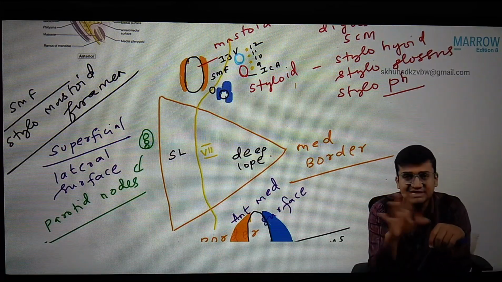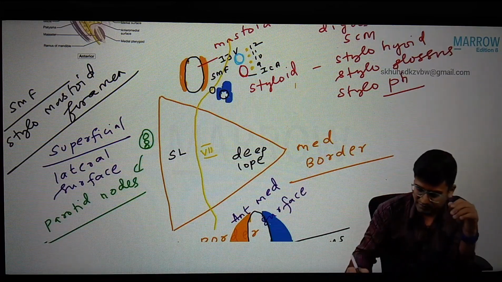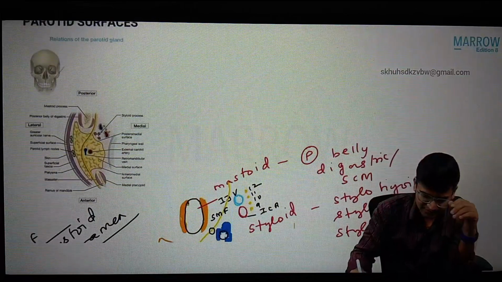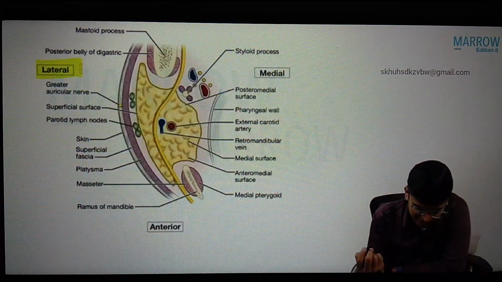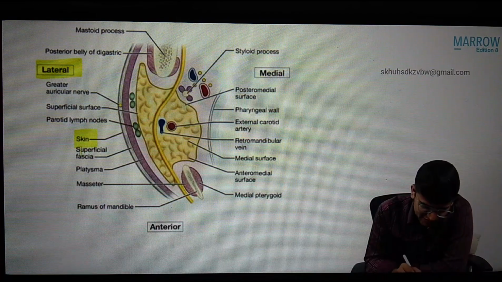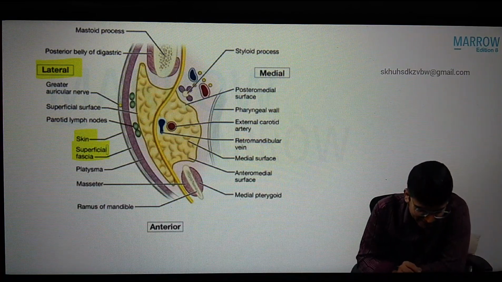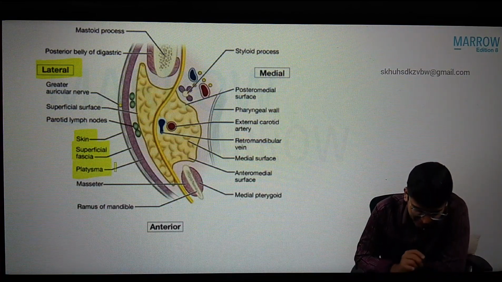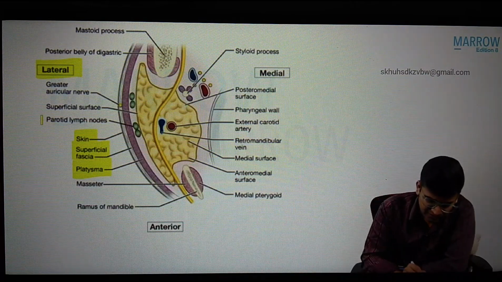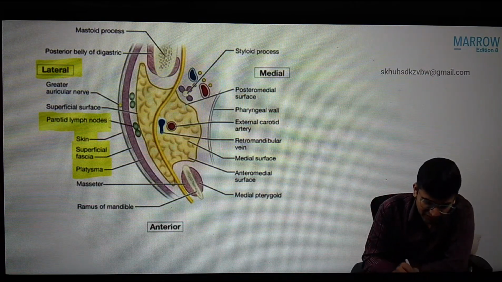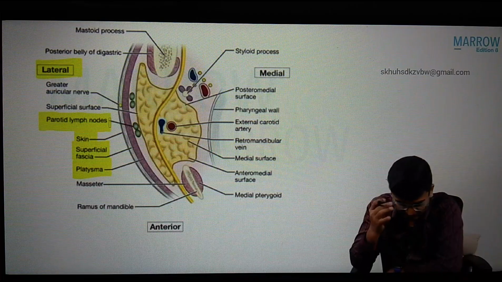Meanwhile, these are the three surfaces we have. Now see the diagram. Yes, this is the diagram we are seeing. This is the lateral surface or superficial surface. I told you we have skin, superficial fascia, deep fascia, platysma, and the only structure to remember, which is the main thing they will ask you, is the parotid lymph nodes in the superficial surface.